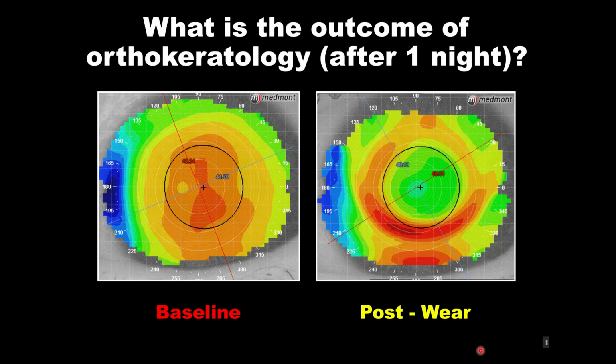Now, what about post-treatment? We talked a little bit about how we'd use the corneal topographer pre-treatment to assess candidacy and lens selection. How do we use the Medmont after we've done ortho K treatment to understand the outcome? There's the baseline topography. There's the post-treatment topography. Here's an axial map. What would you say is the outcome of wear? Is this the ideal ortho K treatment? Is the lens riding slightly high? Is the lens riding slightly temporal? What would you say about this outcome?